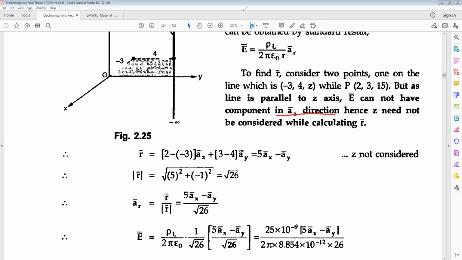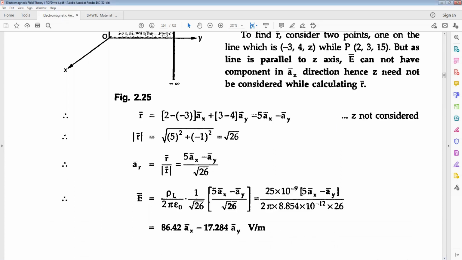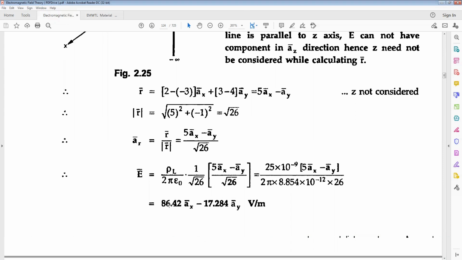Substituting into E bar, rho L by 2 pi epsilon naught R, where R is the square root of 26, and AR bar is 5 AX bar minus AY bar. Simplifying, we get the AX bar coefficient 86.42 and the AY bar coefficient minus 17.284 AY bar volts per meter. The electric field intensity is measured in volts per meter. Got it, my students?